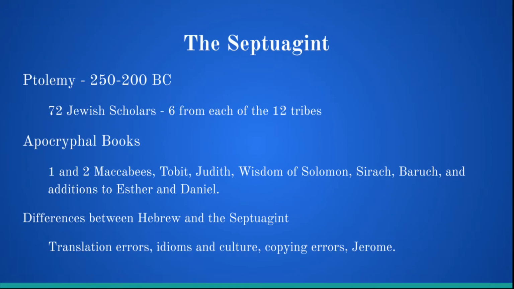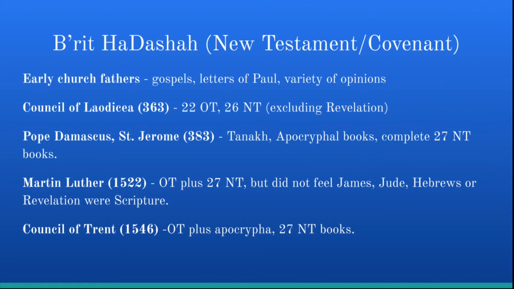Shifting gears to the Brit Hadashah, or the New Covenant, New Testament, we see the early church fathers having a variety of books they considered scripture. However, it wasn't until the councils of the 4th century AD that the current canon started to take shape. At the Council of Laodicea in 363, a canon was decided upon which contained 22 Old Testament and 26 New Testament books. This canon excluded Revelation.